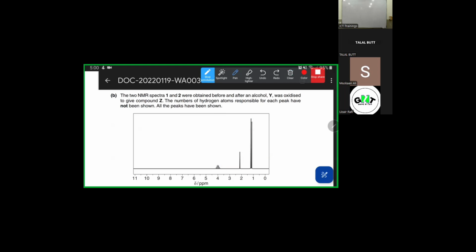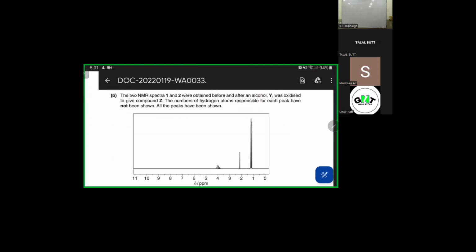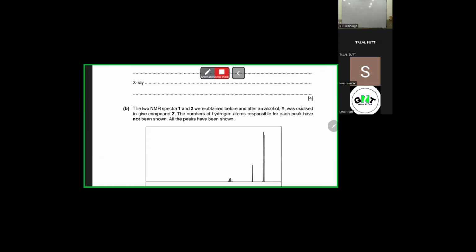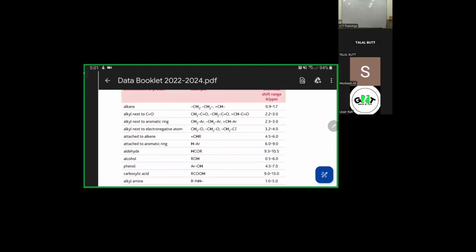Now I'm going to explain it to you with respect to the data booklet. So this is the data booklet, guys. Now have a look at the values up here. What values did you get? The first value is almost 1, the second one is almost 2.1, and this one is almost 4. Now we have to search for these values in this one. So let's see which things are present.